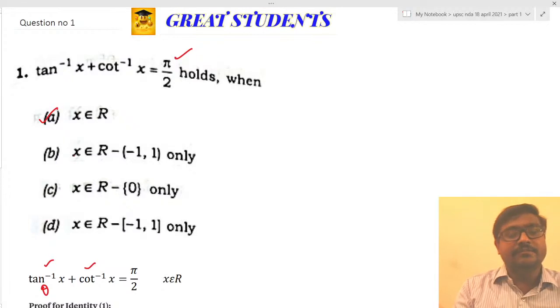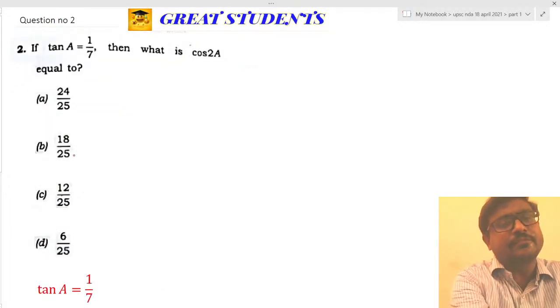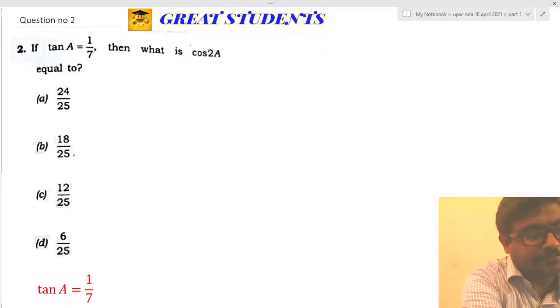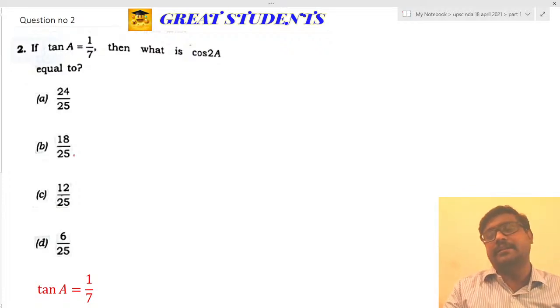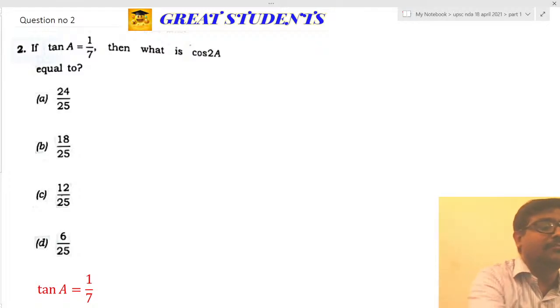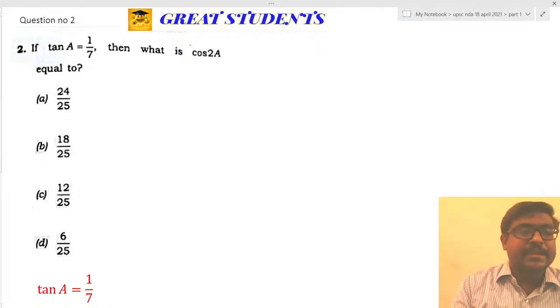Okay, next we will move on to the second question, from trigonometry. That trigonometry sum is actually a very easy sum. This is a very repeated pattern. In every competitive exam they ask this type of pattern, giving one trigonometric function and then asking the values of other functions based on that. And this is based on the cos 2a formula.